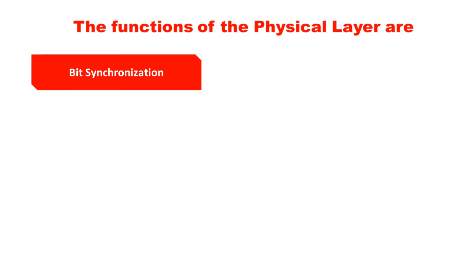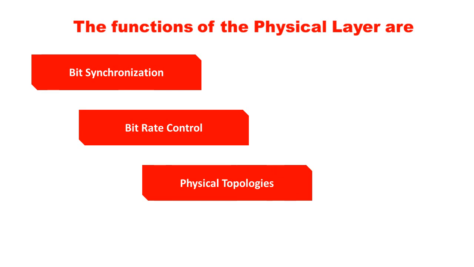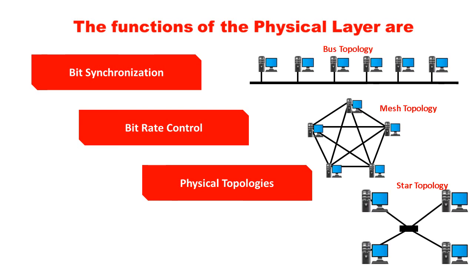Another function is bit rate control. The number of bits sent per second is known as the transmission rate, and that is defined by the physical layer. Another function of the physical layer is physical topology. The physical layer manages the network topology, in which all devices and networking elements are arranged in a network. As we know, bus topology, star topology, or mesh topology. These are the topologies which are managed by the physical layer.